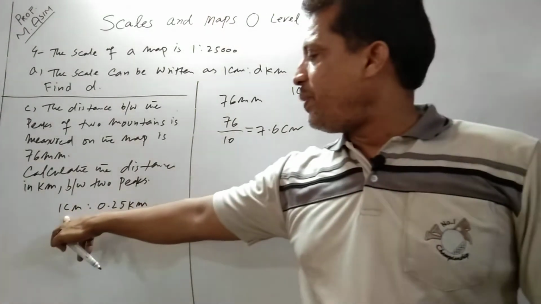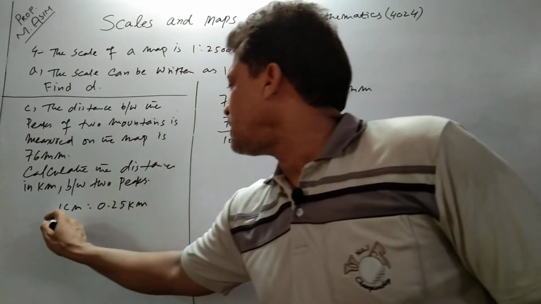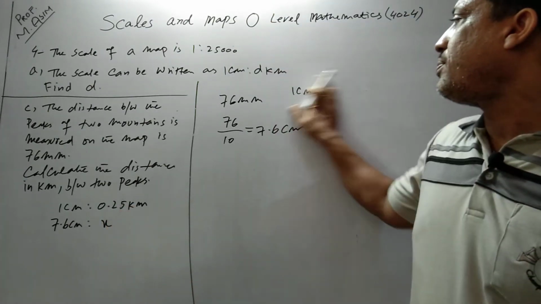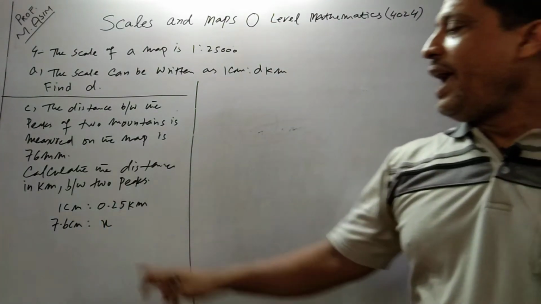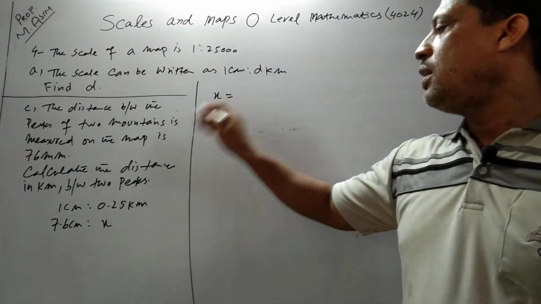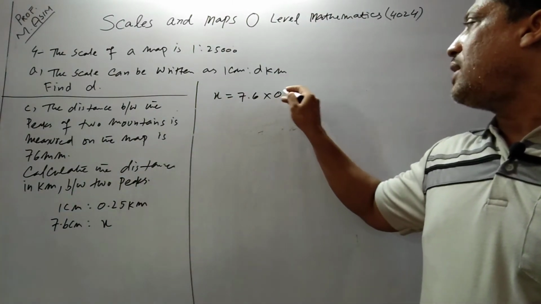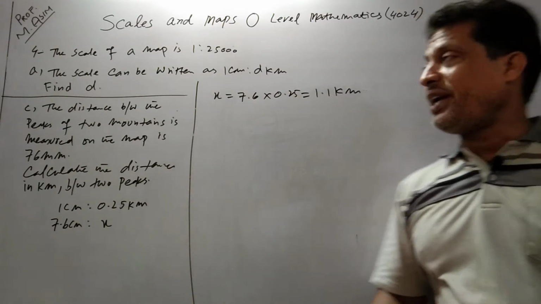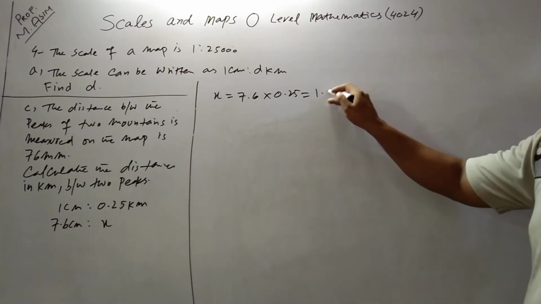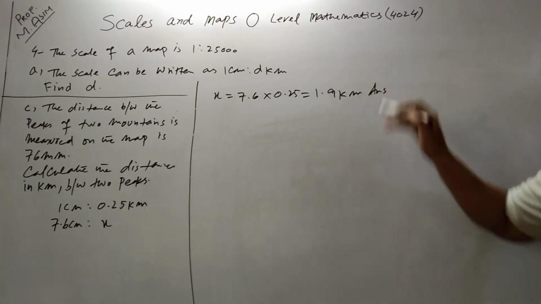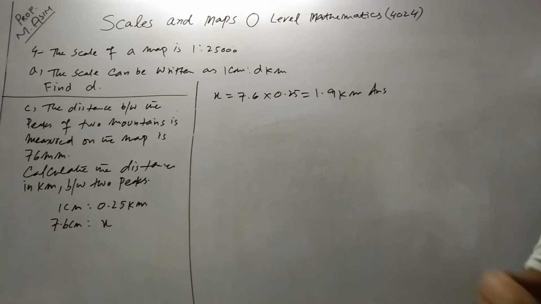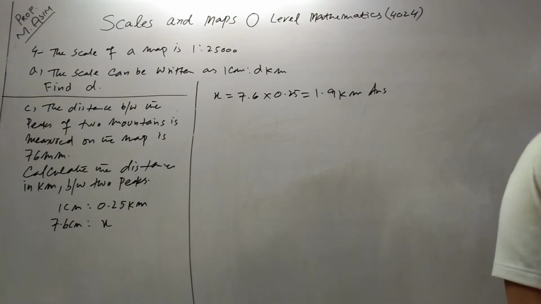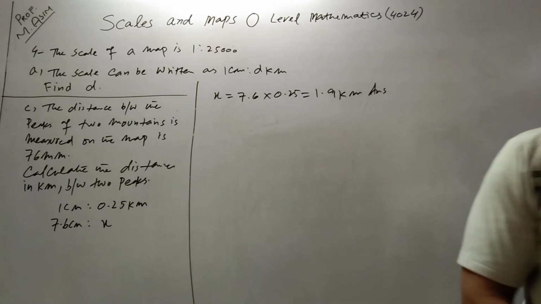So 1 centimeter represents 0.25 kilometer. Therefore, 7.6 centimeter represent x. Now, cross multiply. X by 1 is x. And 7.6 by 0.25 is equal to 1.9, sorry, 1.9 kilometer. That is the answer. You can confirm this answer by multiplying. So this is our question number 4. Come to question number 5.